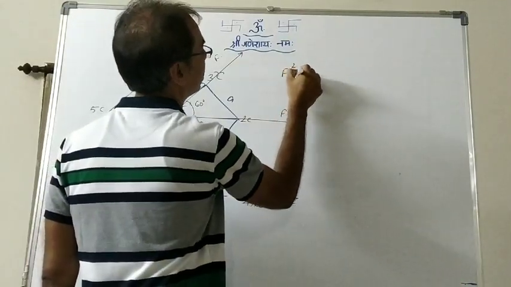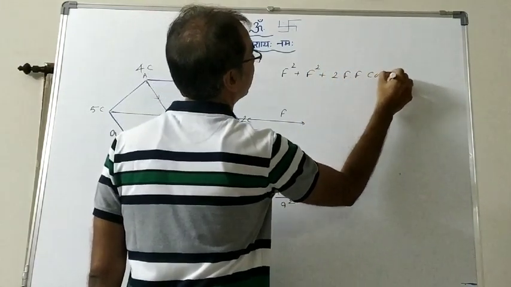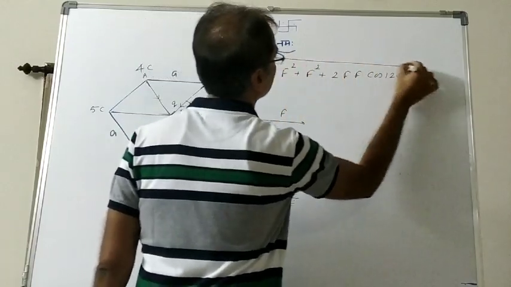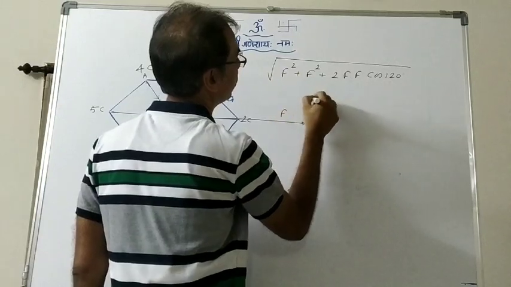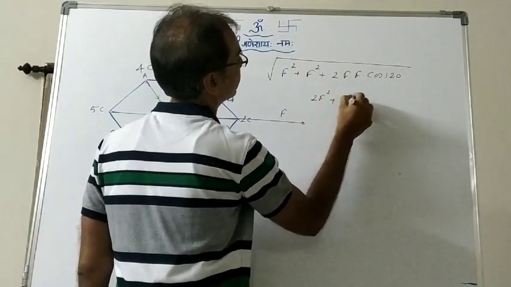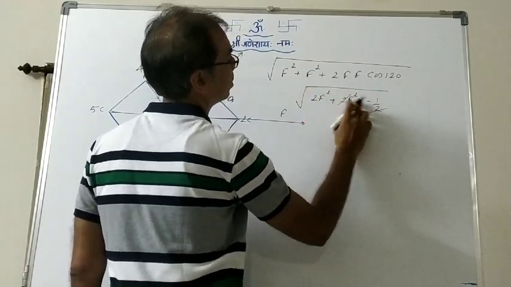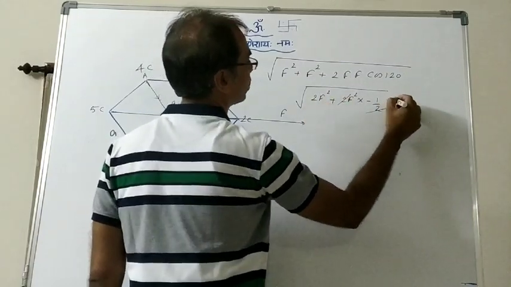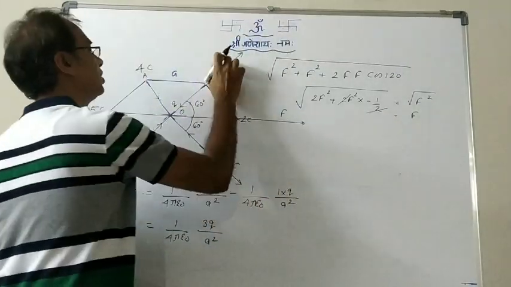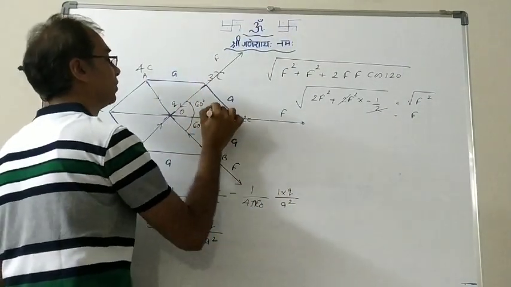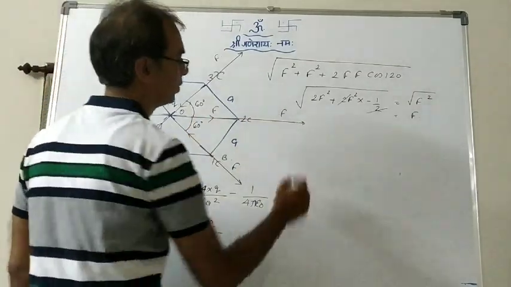So what will be the resultant? Resultant will be square root of F square plus F square plus 2F square into cos 120. Cos 120 means minus 1 by 2. So this is 2F square plus 2F square into minus 1 by 2. This 2 gets cancelled, this is minus F square. So 2F square minus F square, that means F square. Square root of that is F. So these two are going to give the resultant as F, acting in this direction only. So this F and this F, total will be 2F. So the final answer is 2F.